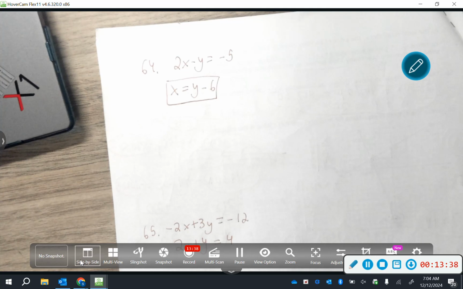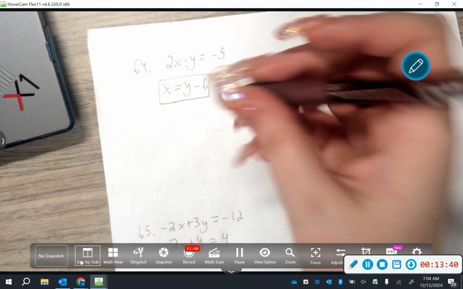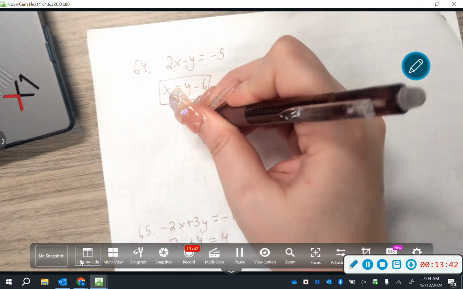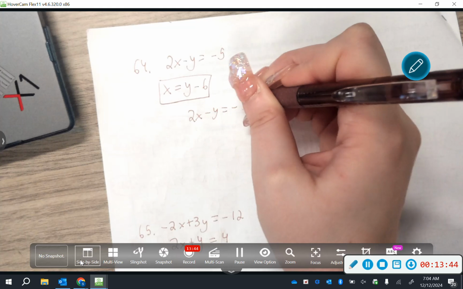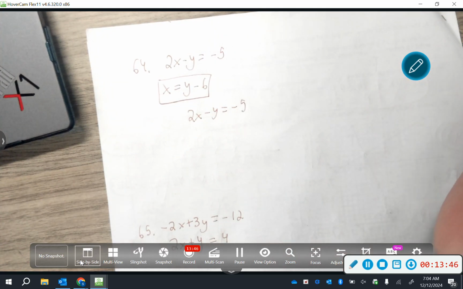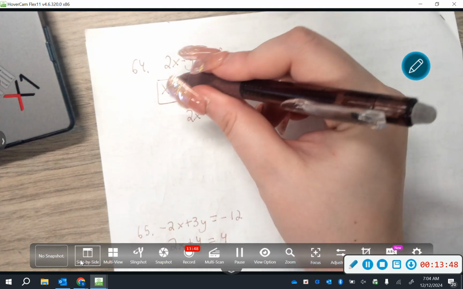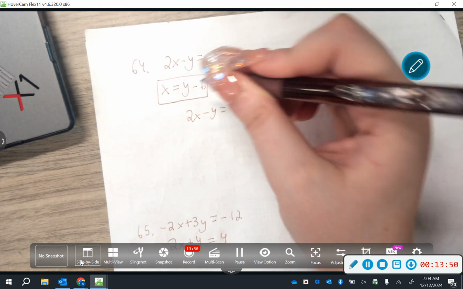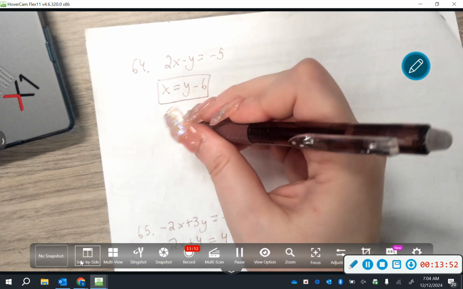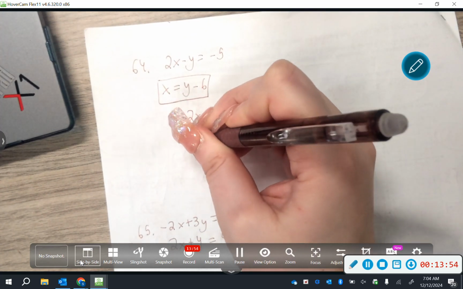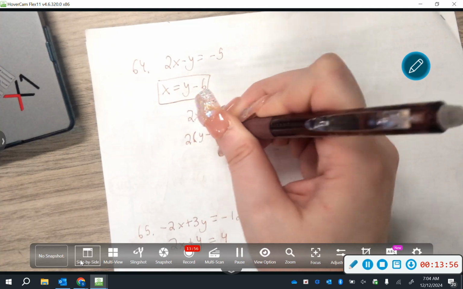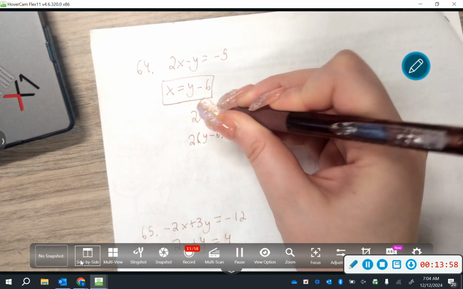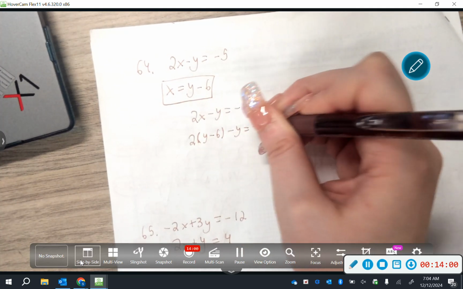This is substitution method. Rewrite the one you did not box. So we got 2x minus y equals -5. Okay? So I know my x has to equal y minus 6. So I'm going to rewrite it. 2, instead of x, I'm going to put parentheses, y minus 6. And I still have my minus y equals -5.